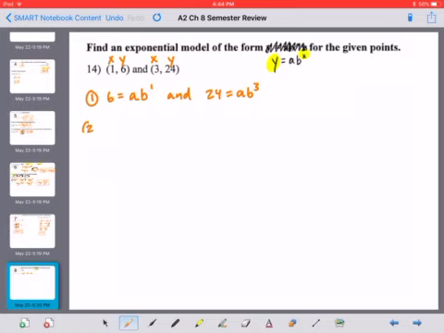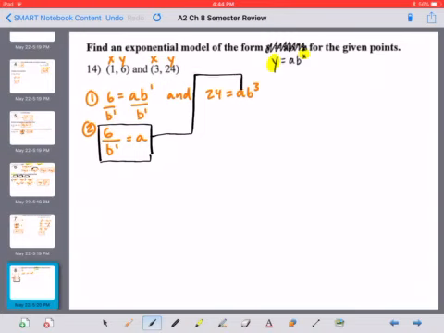Now in the second step, we need to solve the first equation for a. So to do that, I'm going to divide both sides by b to the power of 1, giving me 6 over b to the power of 1 equals a. Now what we'll do is take that, and in our third step, we're going to replace a with that equation. So this is step 3. We end up with 24 equals 6 over b to the power of 1 times b to the power of 3. So we just replace a.